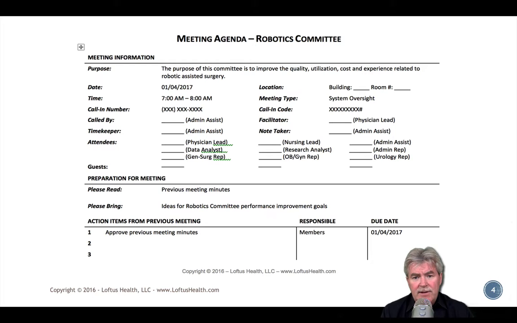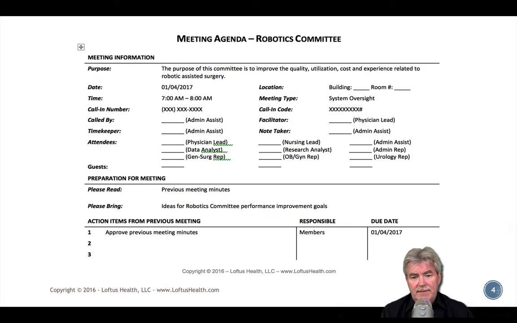A call-in number and call-in code. Look, not everybody's going to be able to make it to your meeting. The organization I worked at was spread out over 7 states. It's impossible to think that people are going to show up to meetings in person. So we had call-in numbers. We had the equivalent of WebEx and things like that, where you can use internet-based tools to help you get engagement with your members.